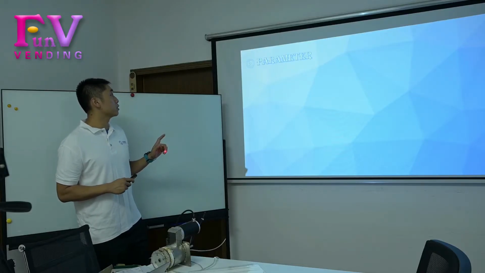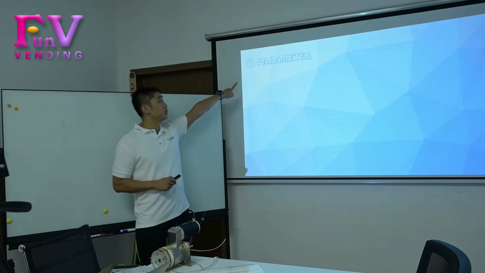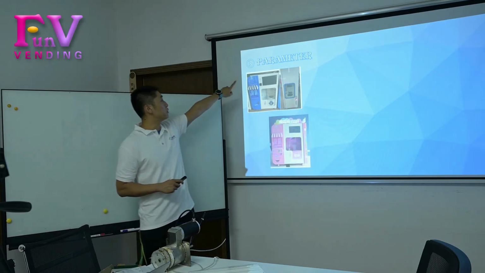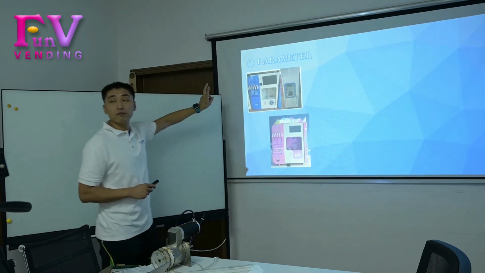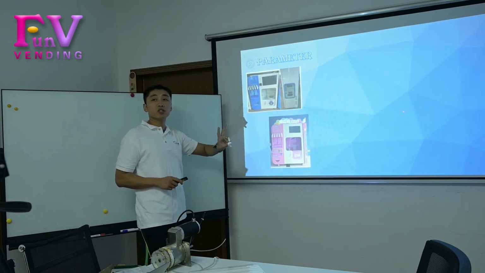The first part is the parameters. So you can see that, firstly, we have two designs for our candy cotton machine.